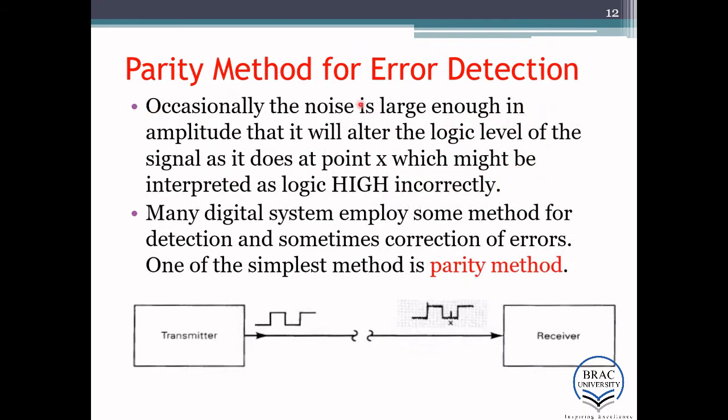Parity method for error detection. Occasionally, the noise is large enough in amplitude that it will alter the logic value of the signal, as it does at point X, which might be interpreted as logic high incorrectly. If you look here, this is the transmitter, this is the receiver. You have 1 and 0 here, but here you have 1 and 0 with a fluctuation. So this X could be interpreted as 1, which will give you wrong information at the receiver end. So many digital systems employ some method for detection and sometimes correction of errors. One of the simplest methods is the parity method.